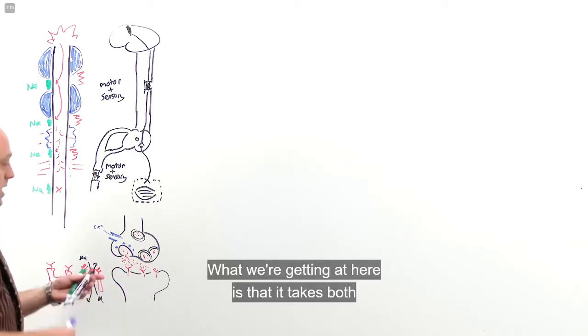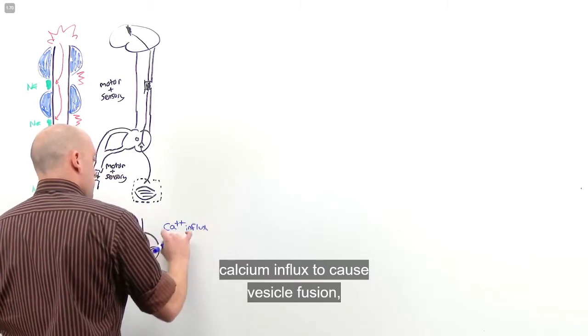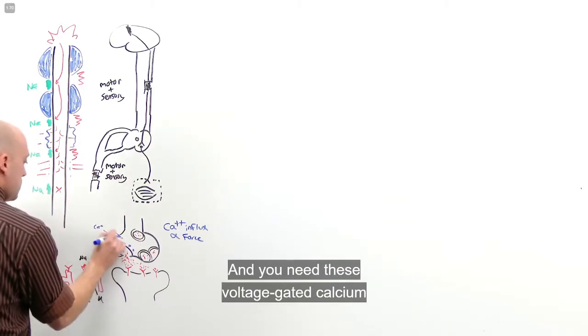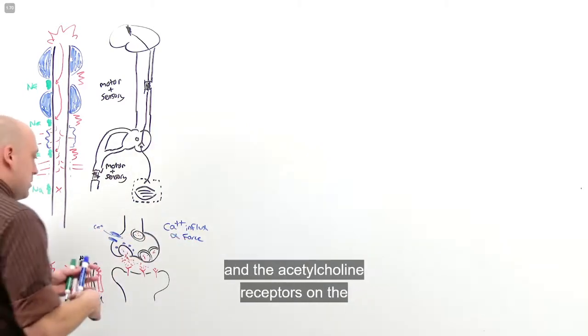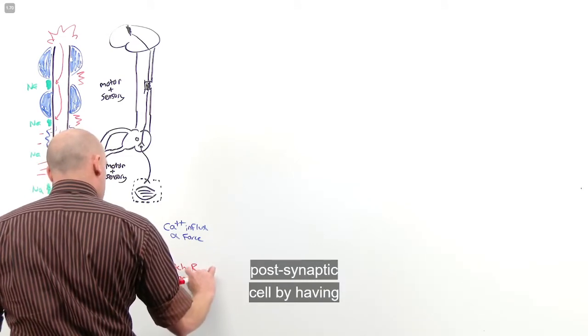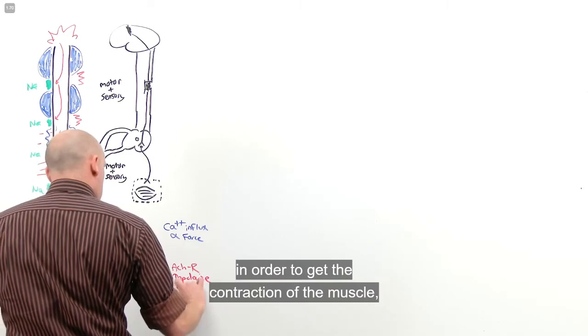What we're getting at here is that it takes both calcium influx to cause vesicle fusion, which means that the calcium influx is proportional to the force generated, and you need these voltage-gated calcium channels to open to let calcium in to do that. And the acetylcholine receptors on the postsynaptic side need to depolarize the postsynaptic cell by having many, many, many activated simultaneously in order to get the contraction of the muscle.